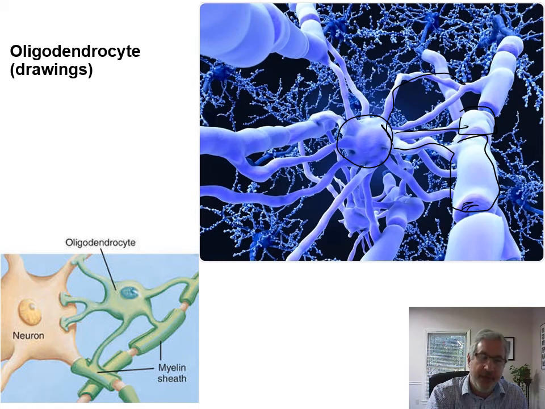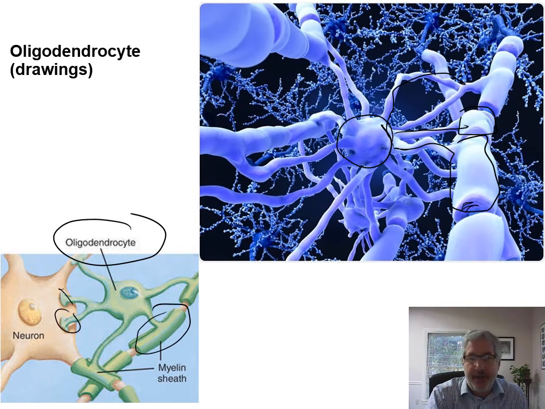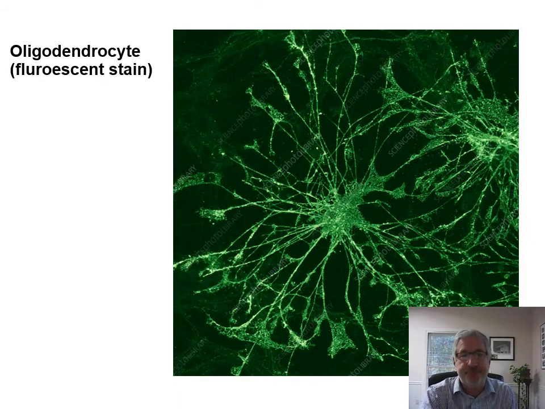And here's another one, oligodendrocyte. It'll reach out and maybe touch a neuron as well here, but it also forms this myelin sheath around the axon. Next slide.